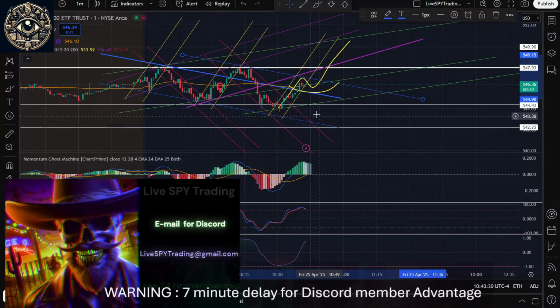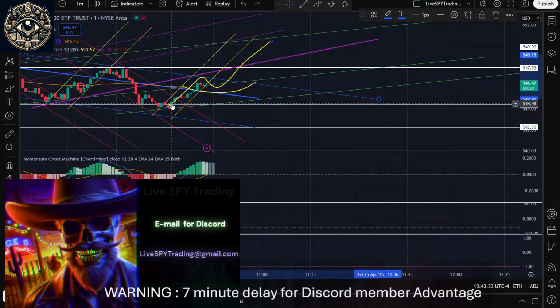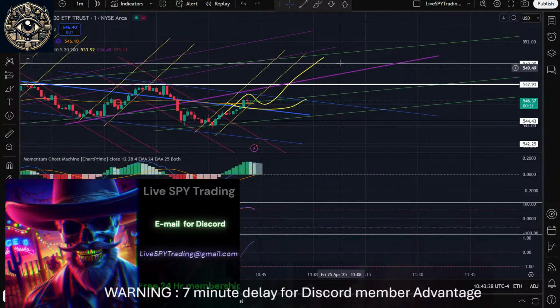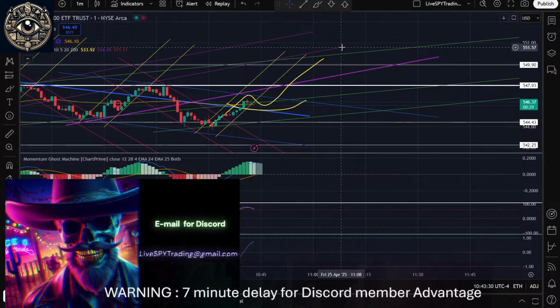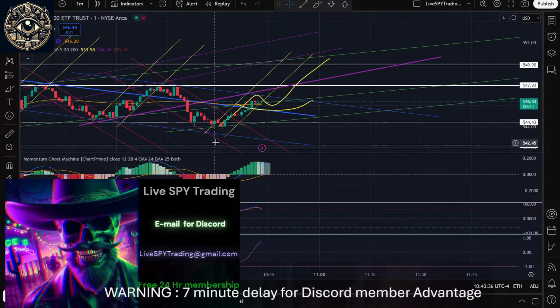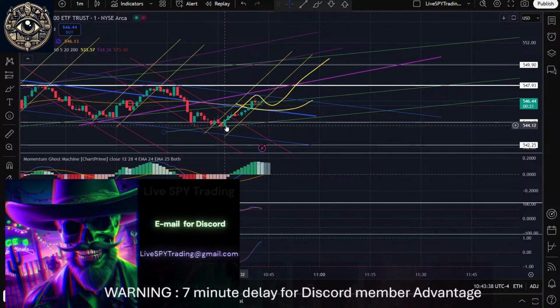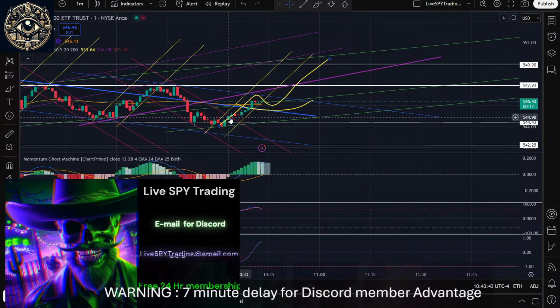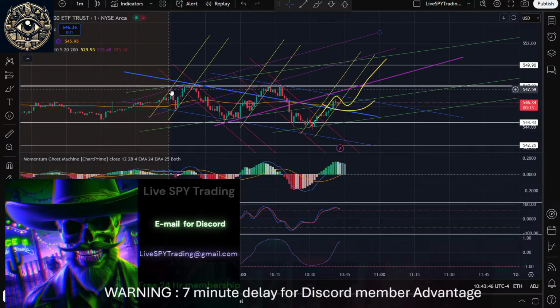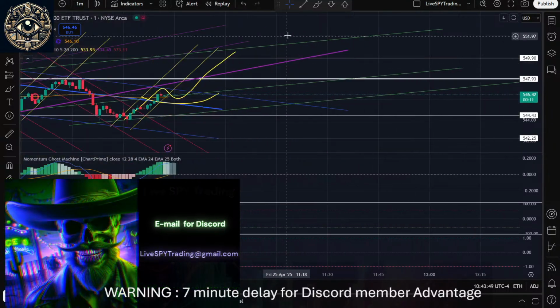I'm still holding my contracts from 10:33. I didn't hesitate. Here's what I saw: I saw the rejection, I saw the momentum candle, and I went in. If I got stopped out, oh well. I had enough from all the other plays to survive and still make it green for the day.